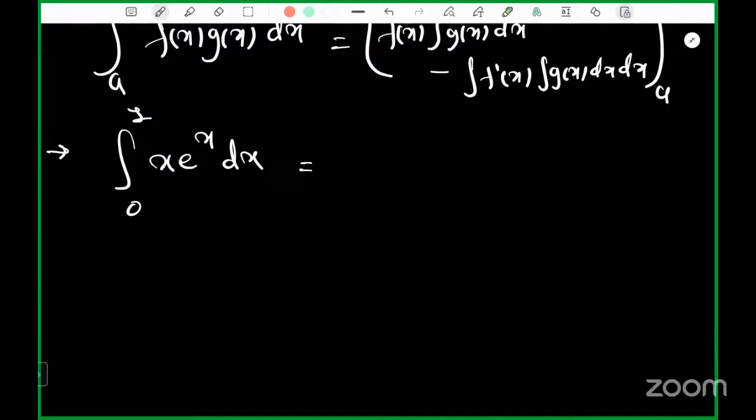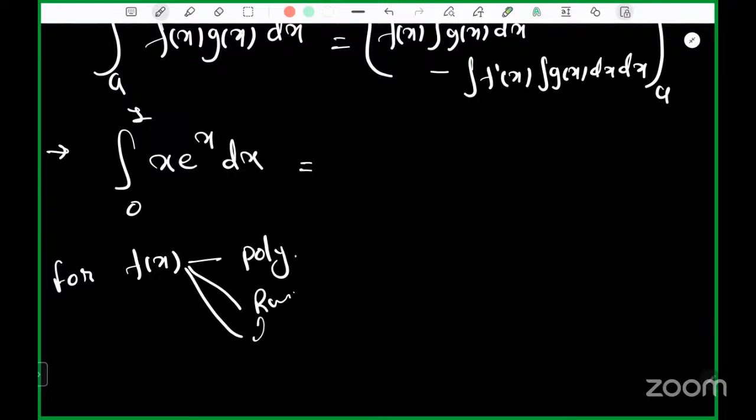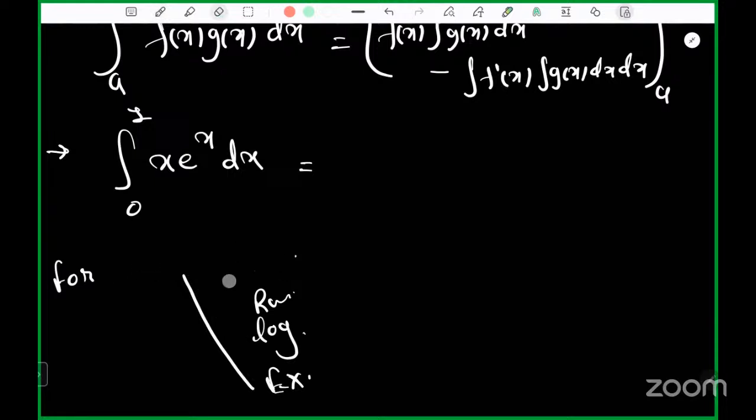For choosing f of x, there is a rule known as ILATE or something, if you know it. The first preference will be polynomials, the second preference will be rational functions, the third preference will be logarithmic functions, and the last preference will be exponential. Ultimately, you have to consider polynomial first. So here, what is our polynomial?